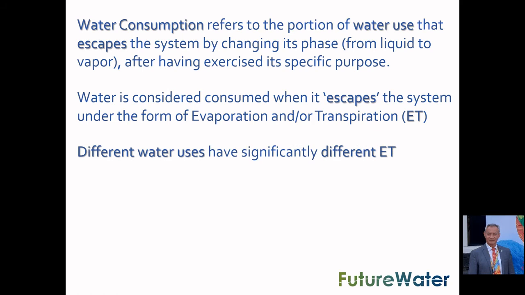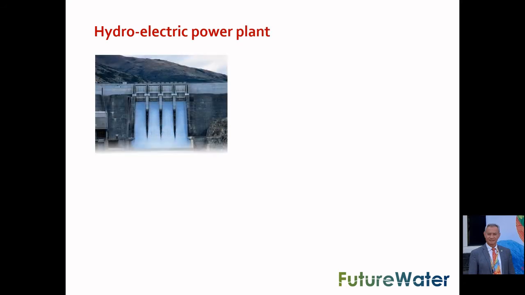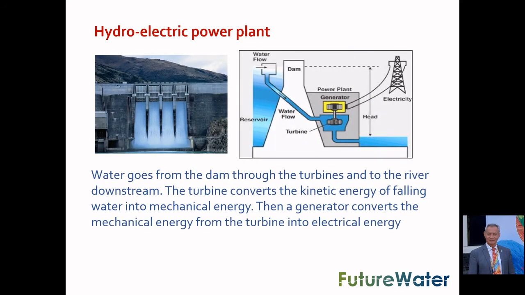We have to recognize also that different water uses have a significantly different evapotranspiration. And here now we will look in fact to three particular cases and what are the expected difference in evapotranspiration. We'll consider the case of hydroelectric power generation, household, and irrigation. In the case of hydroelectric power, essentially what we have is that water goes from the dam through the turbines and to the river downstream. So the turbine converts the kinetic energy of the falling water into mechanical energy. Then a generator converts the mechanical energy from the turbine into electric energy.